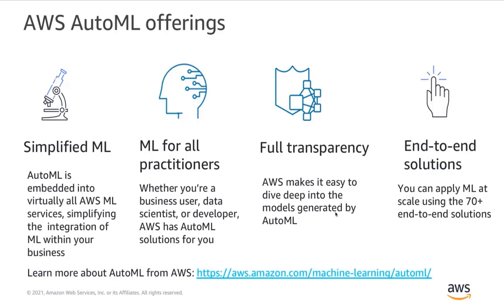And the way we think about AutoML, and this is super important, is actually maintaining full transparency. So AWS makes it easy to help you dive deep into the models that are generated by AutoML. So that's why, going back to my earlier comment, AutoML capabilities help meet you where you are in terms of your expertise level and skill set. And we'll talk through more in detail as we go through the demo.